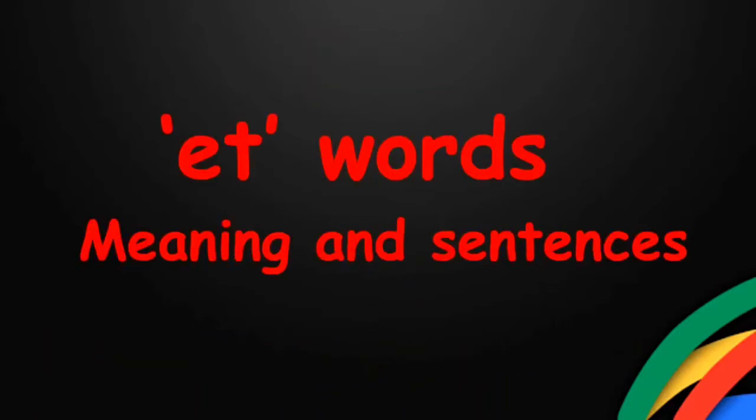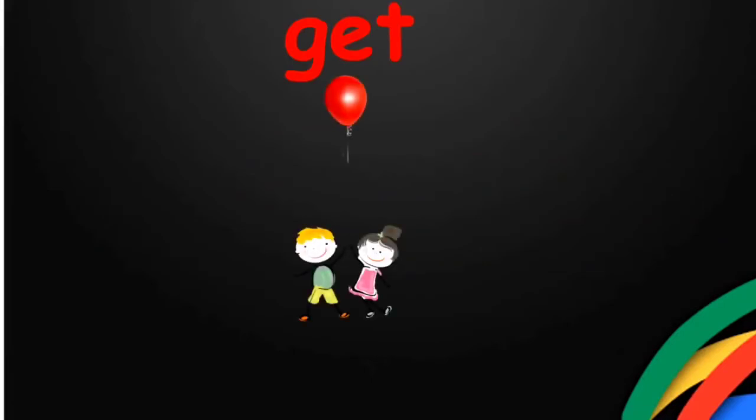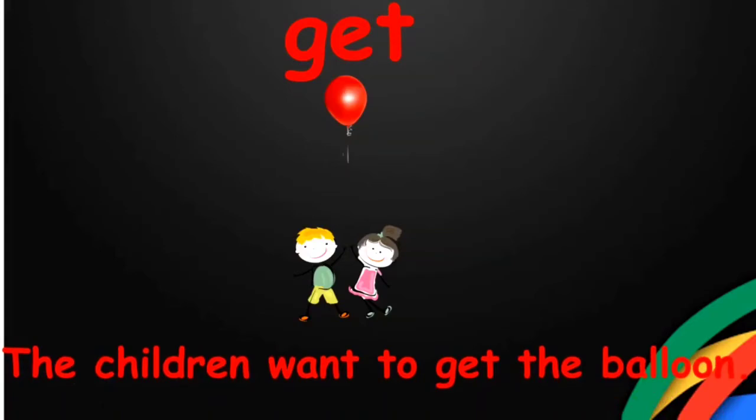Now, we will learn the meaning of the words with et and how they can be used in various sentences. The word is get. G-E-T, get. Get means taking something from someone. Okay, and I have used the word get in a sentence like, the children want to get the balloon.